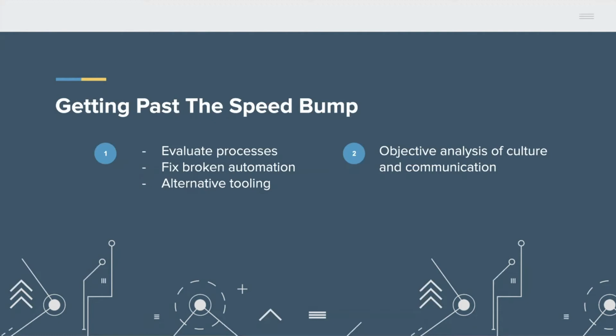So the first thing to look at when you're trying to get past this sort of slowdown or speed bump is your processes. And this is really difficult to do objectively. When you're in the day-to-day of different processes and different pieces of software and tooling that are being rolled out, really getting an objective evaluation of the process is super difficult. And this is where sometimes bringing in someone from the outside can help, or hiring someone who can really work on that, depending on the size of your organization, can be quite useful.